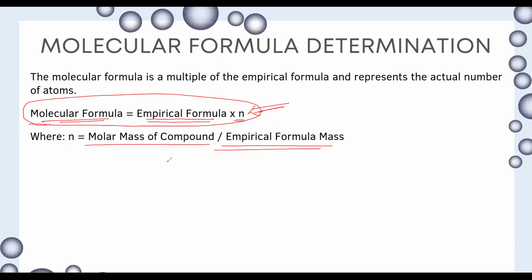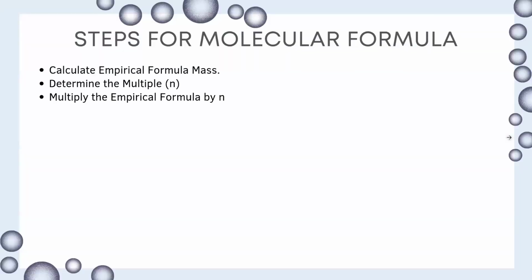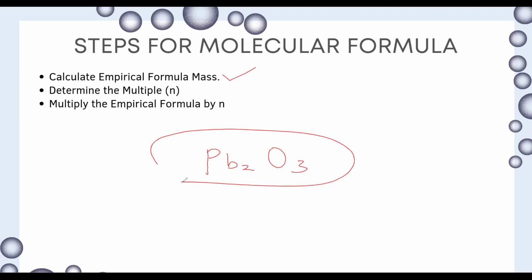So here are the steps to use to get the molecular formula of a compound when you have the empirical formula available. Step number 1, David, can you read it out for me? Calculate the empirical formula mass. What they mean is, when you have the empirical formula for a compound, for instance the one we just calculated, Pb2O3, this was the empirical formula for the compound.